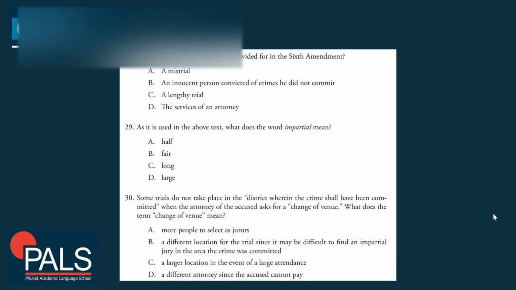Does it mean more people to select jurors? A different location for the trial, since it may be difficult to find an impartial jury in the area the crime was committed? C, a larger location in the event of large attendance? Or D, a different attorney since the accused cannot pay? In this case, it means B, a different location. The venue meaning the place in which the trial occurs.